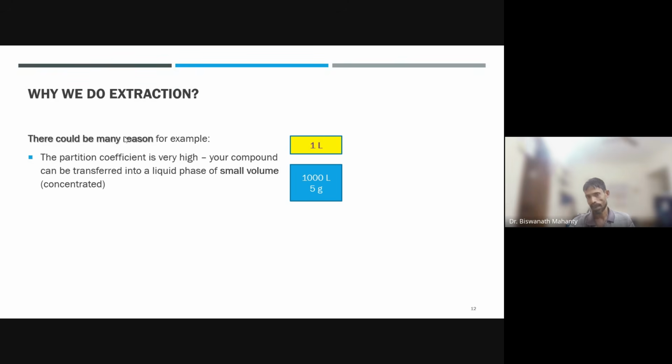Like here, one example: I'm having 1000 liters of aqueous phase containing 5 gram of target compound. Assume I'm mixing with 1 liter of organic phase, a water immiscible phase. And after mixing, I find much of the 5 gram of compound has moved into our organic layer. So this movement is essentially causing us to have a concentrated organic layer of around 4.8 gram. So much of the compound has moved, but the volume, you can see, from 1000 liters is becoming just 1 liter, so small volume.